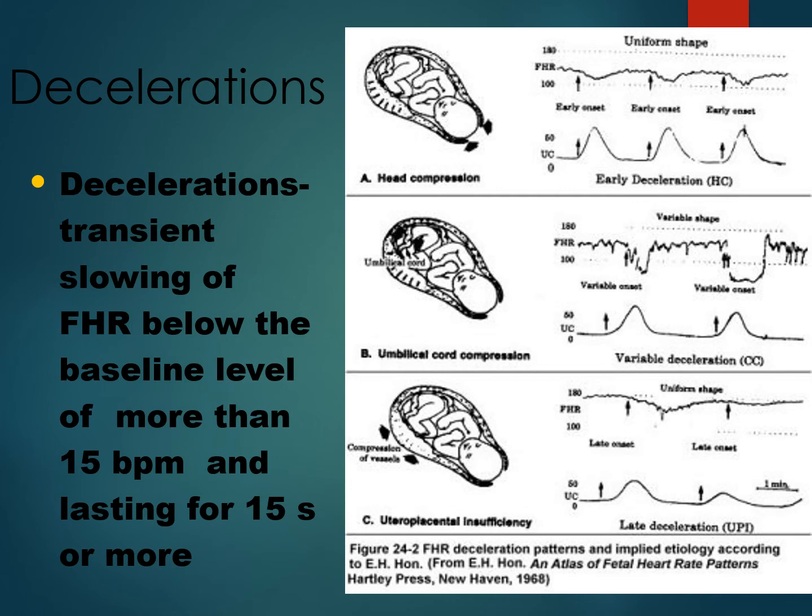The third one, which is the most serious and the most one associated with poor outcome, is the late deceleration. It represents a uteroplacental insufficiency. Late deceleration means the onset of the deceleration starts after or at the end of the contraction or after the peak of the contraction. You can see that this is the onset of the deceleration, and this is the onset of uterine contraction. You can see that it started after the onset of contraction.